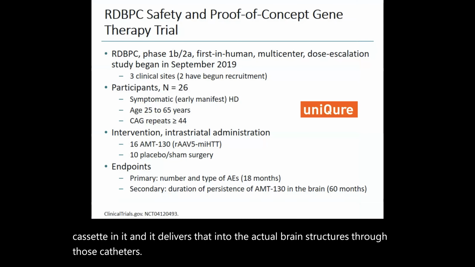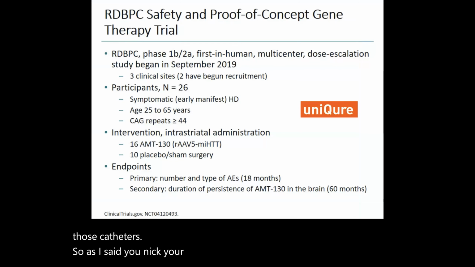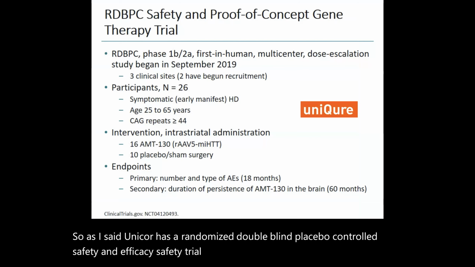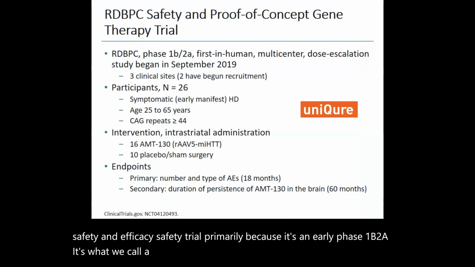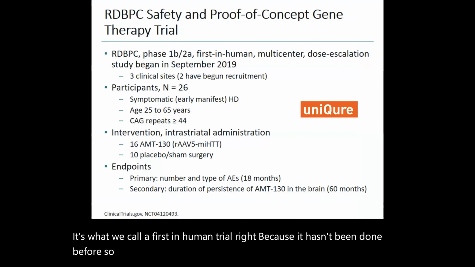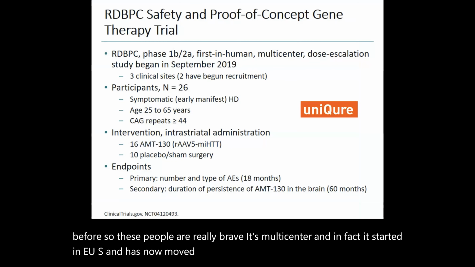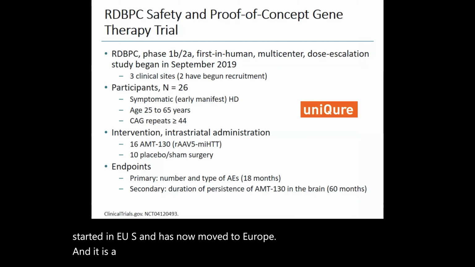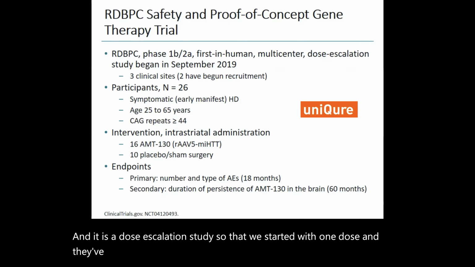So as I said, uniQure has a randomized, double-blind, placebo-controlled safety trial, primarily because it's an early phase 1b/2a. It's what we call a first-in-human trial, because it hasn't been done before. So these people are really brave. It's multi-center, and in fact, it started in the US and has now moved to Europe. And it is a dose escalation study. So we started with 1 dose and they've now escalated to the higher dose.